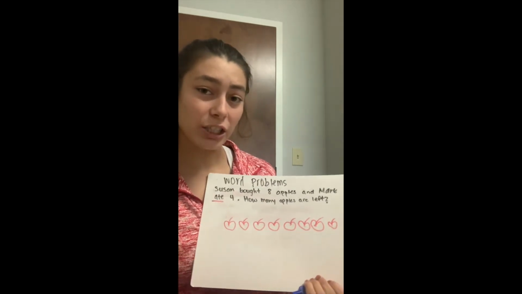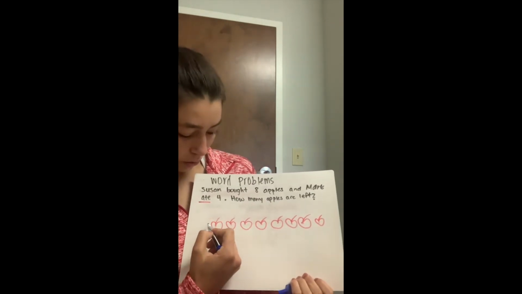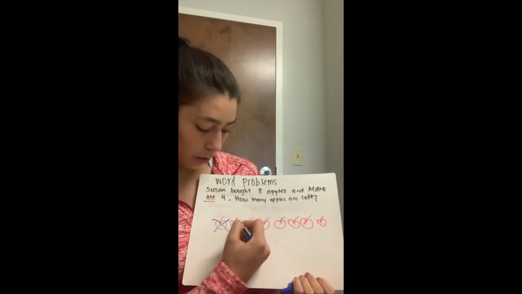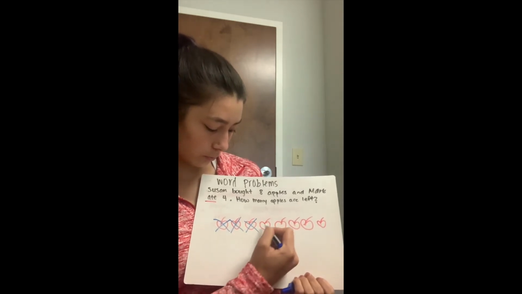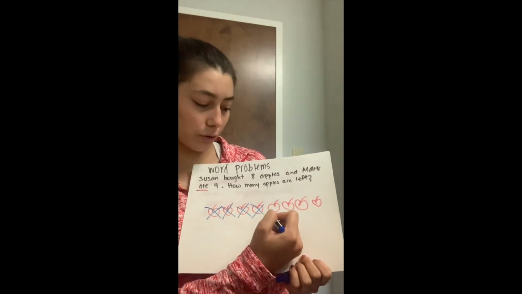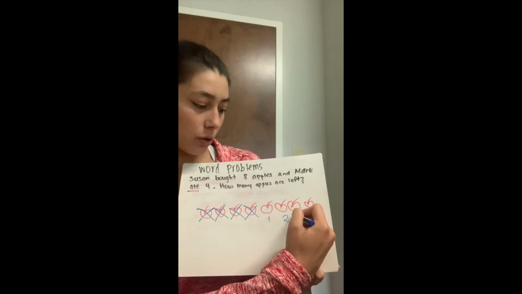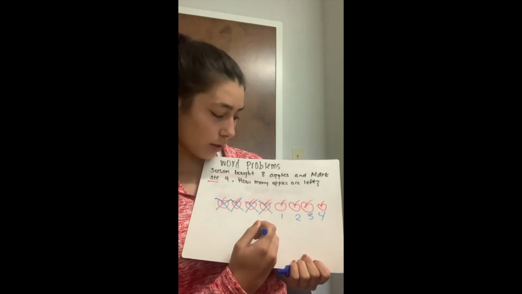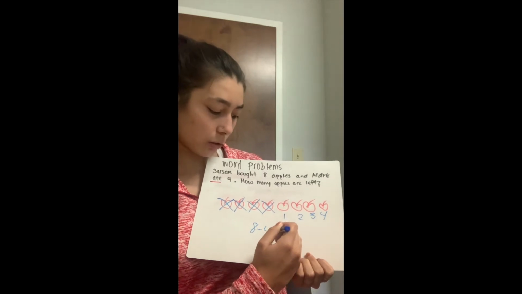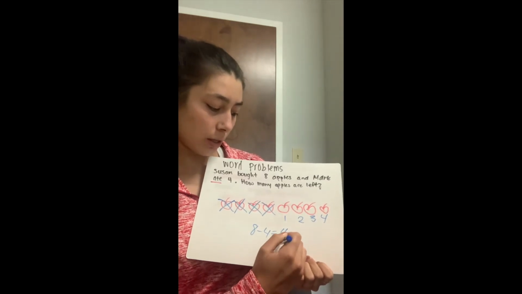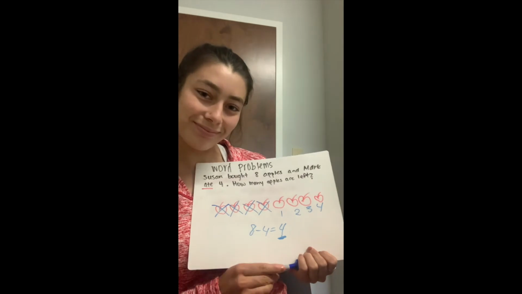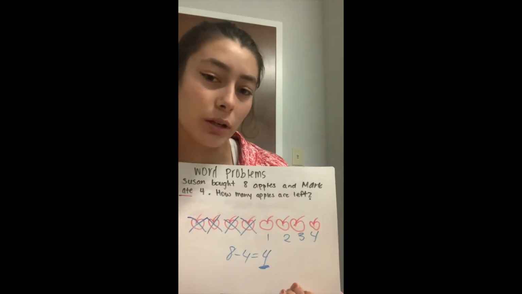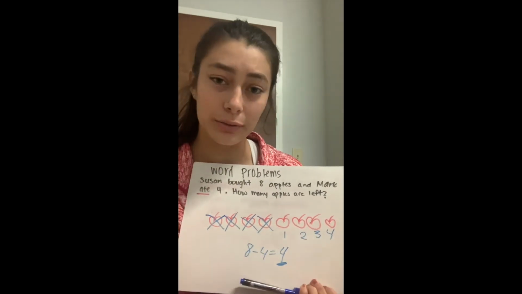So you're subtracting. So you're going to mark off 4 apples and count the leftover, which is 1, 2, 3, 4. So that means 8 minus 4 equals 4. And that's how you get your answer. And it'll be the same with the addition, you just add to it.